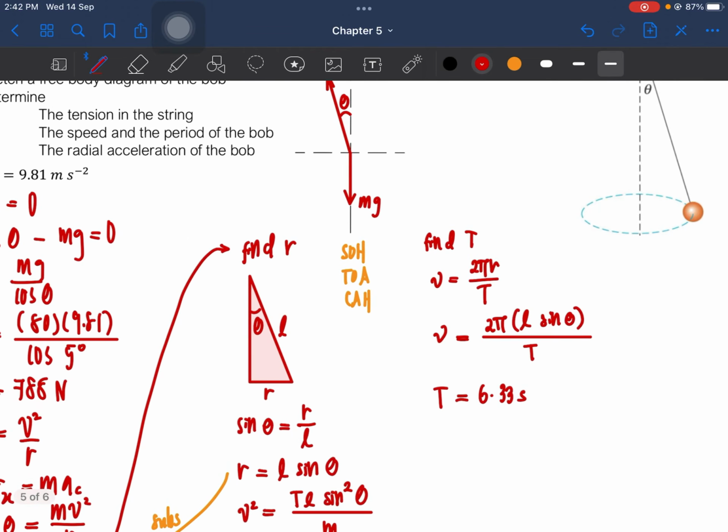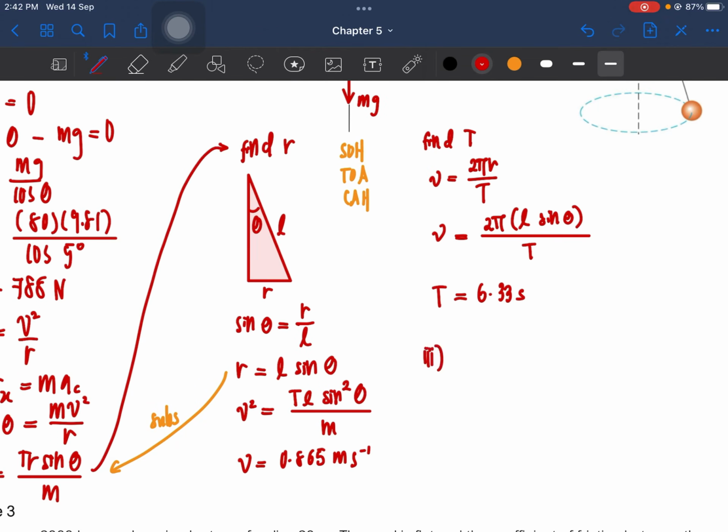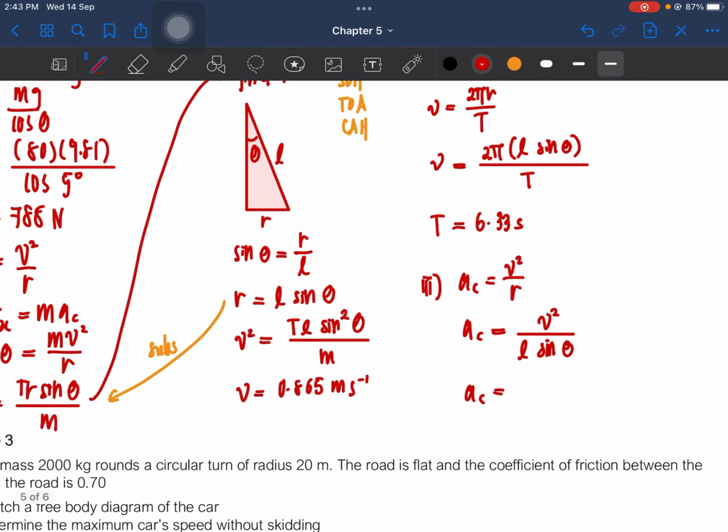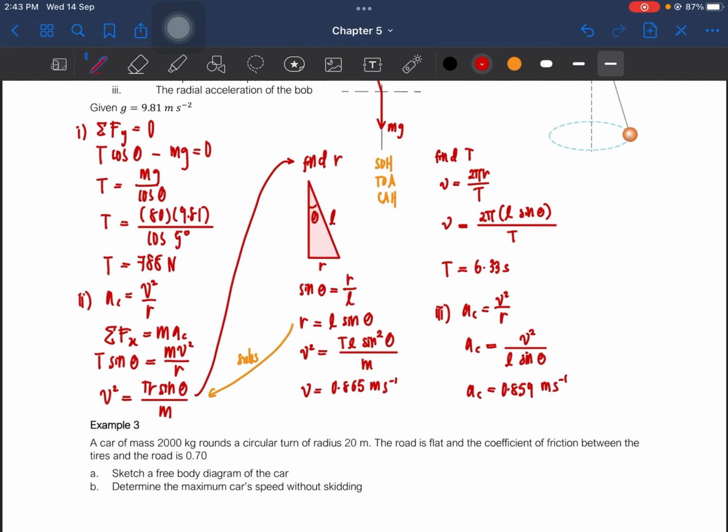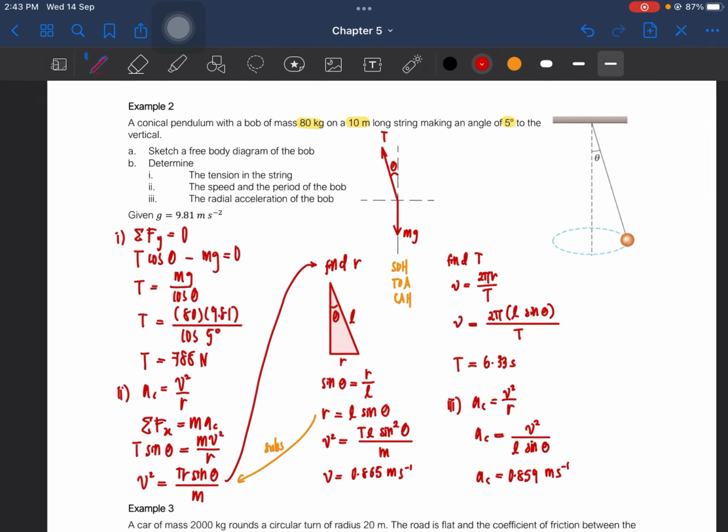Okay, next we have to calculate the radial acceleration. So radial acceleration is just a_c equal to v square over R. So that is v square over L sin theta. So dapatlah centripetal acceleration there to be equal to 0.859 meter per second squared. Alright, so that is the solution for example number 2.